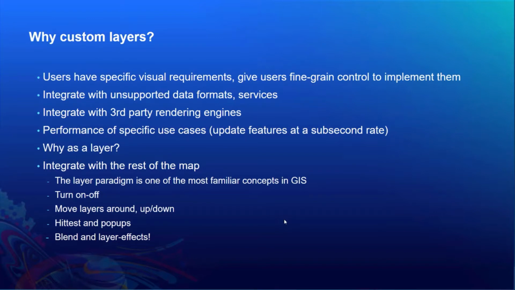A layer is a well-known concept in GIS. When a layer is implemented, the user can turn it on, turn it off, move it around, under or above other layers in the map, and can add support for hit testing. Recently added also, even if it's a custom layer, blend modes and new layer effects can be applied to that layer in the map.